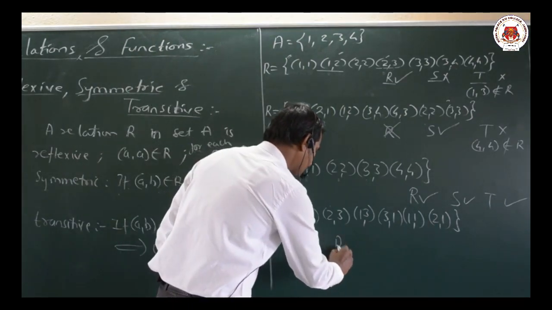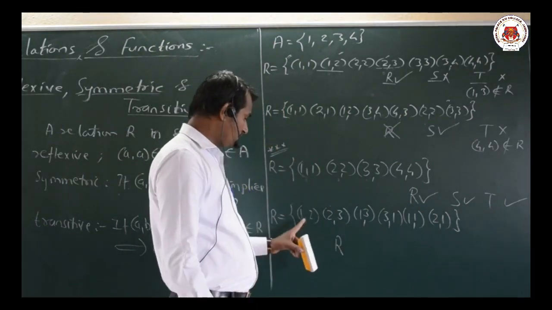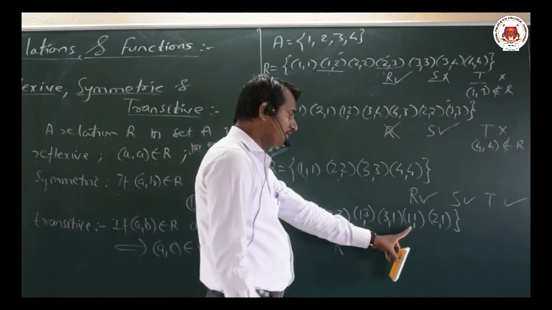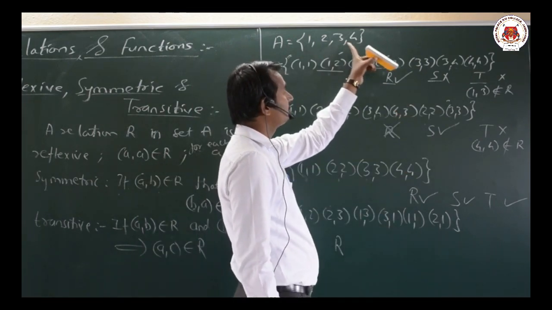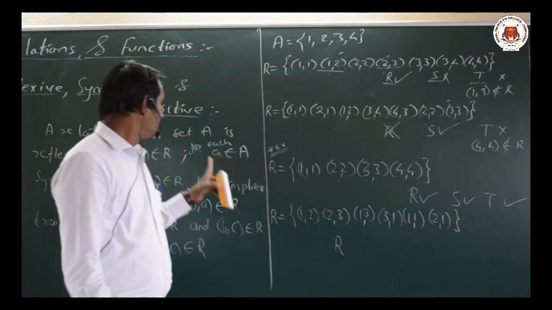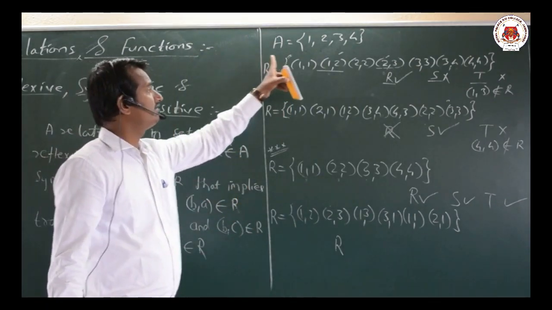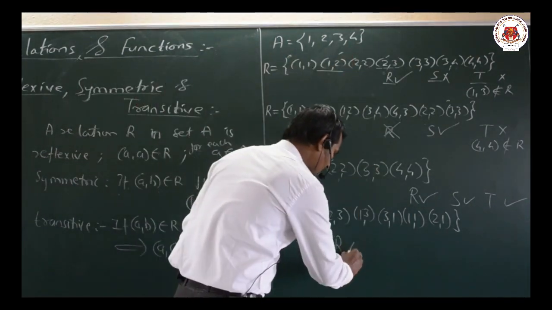First of all, reflexive. Reflexive means what? 1 1 is there, but 2 2 is not there, 3 3 not there, 4 4 not there, because we need it for each a belongs to A, each and every one. So it is not reflexive.